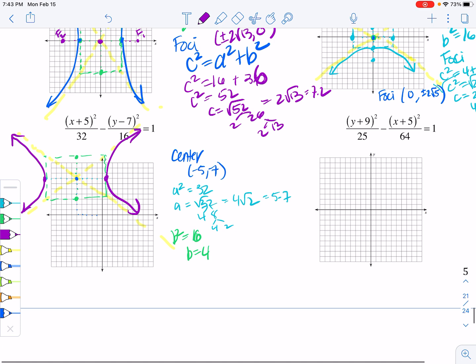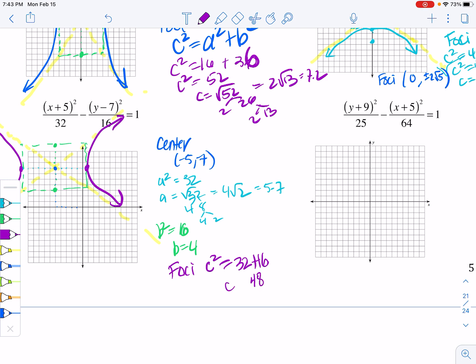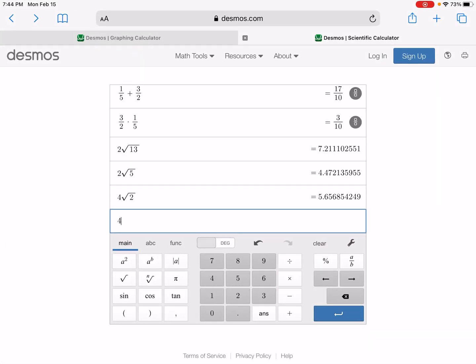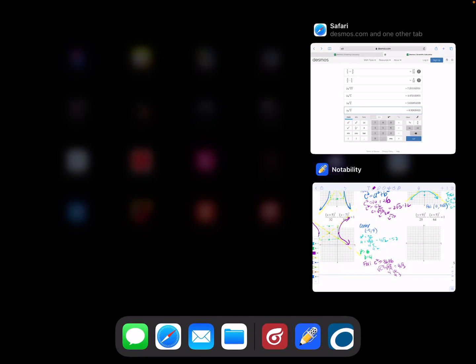So now let's look at finding the foci. If we're going to find the foci, we want to find the c value. So we're going to do c squared is 32 plus 16. And since we are on a hyperbola and there's a minus here, there's a plus here, so that gives us 48. So c squared is 48, so we take the square root of that. That's the square root of 48, which is 4 and 12, which is 4 and 3, so we get a pair of 4s and a 3, so 4 root 3, which gives us 6.9.